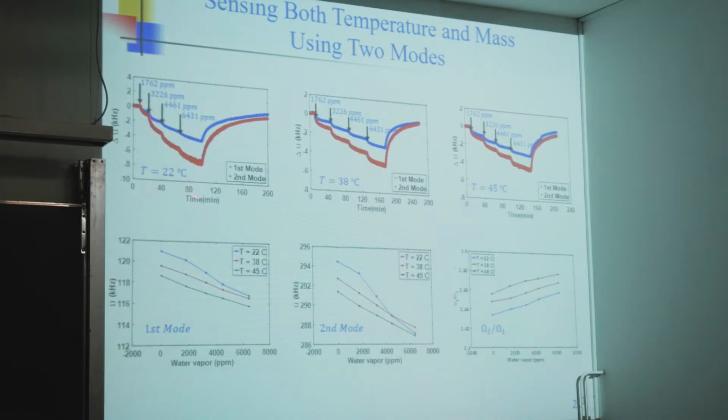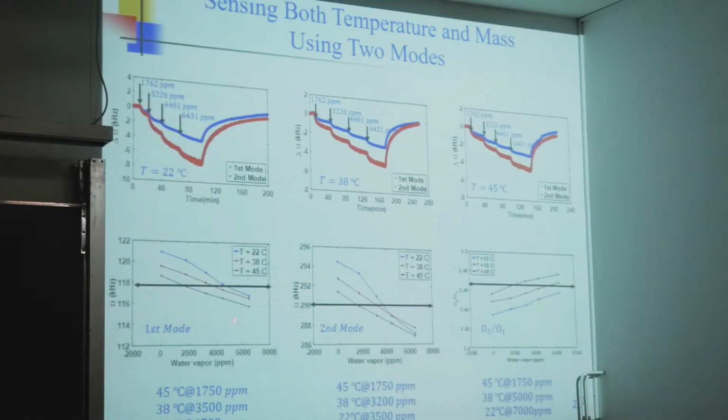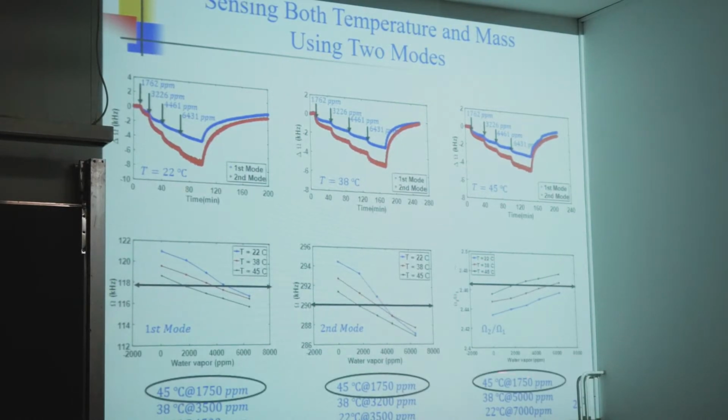So in this experiment, we ran an environmental test and raised the temperature from this value to this value. These are some characteristics for the resonance frequency of each mode, the first, the second, and their ratio, as a function of the concentration of water vapor. In short, there is only one operating point that satisfies the intersection of the measured lines with the water concentration and temperature, which is this. So now in one shot we can get the temperature and the concentration.